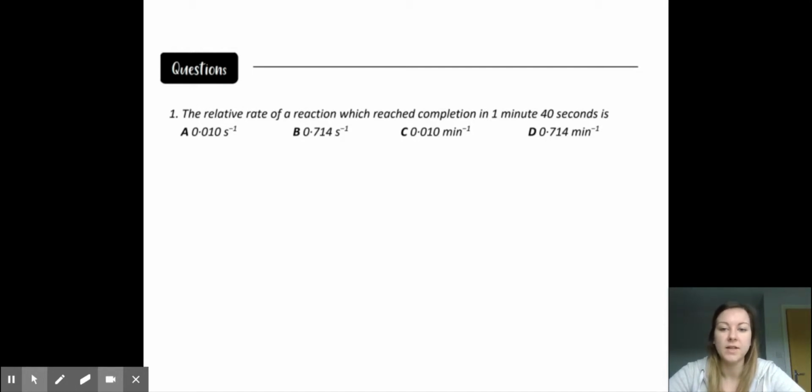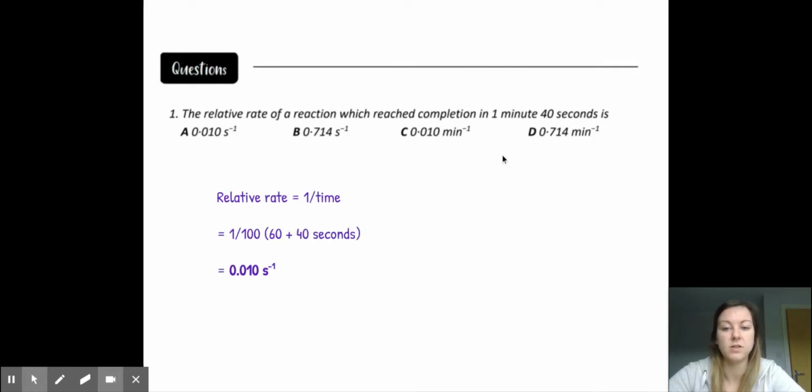So when calculating the relative rate, if you are given a time which has 2 different units in it, it would be beneficial to have just 1 unit. So I personally like to work in seconds because it's a bit easier than minutes. So what I would do is say, right, 1 minute is 60 seconds, 40 seconds added on top of that is a total of 100 seconds. So I would calculate it, relative rate equals 1 divided by time, which is 1 over our 100 seconds, and it's 0.01 seconds minus 1.